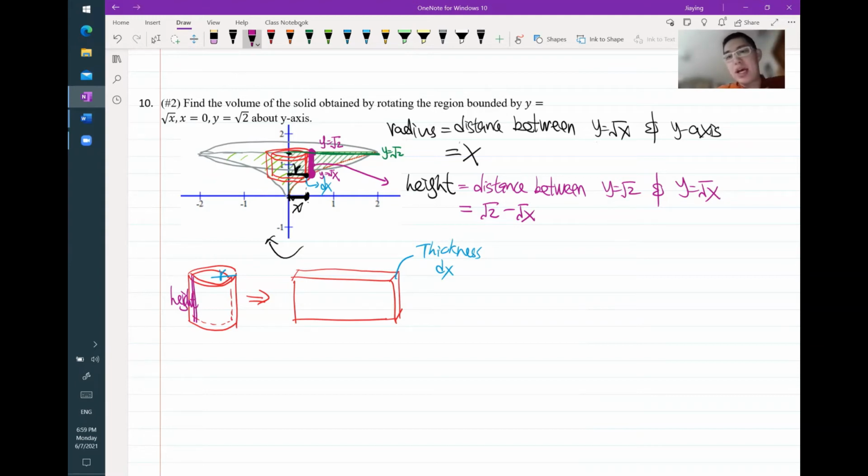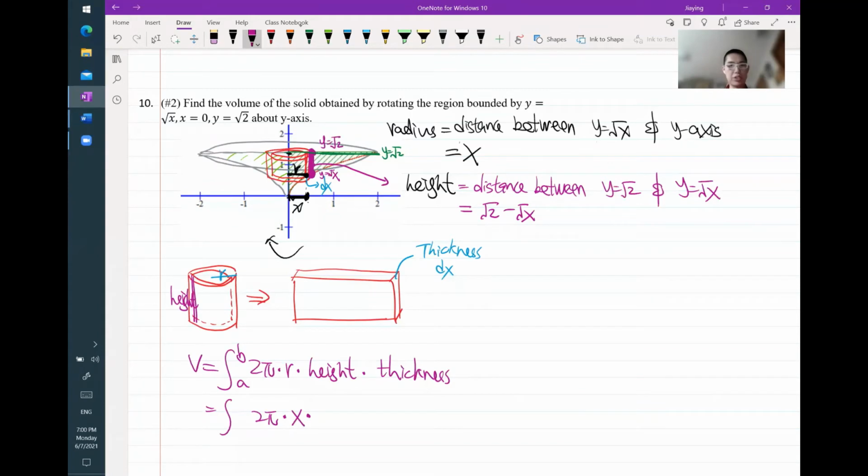So now we have the radius, we have the height, we can try to find the volume, right? That's all we need. And the thickness we had in the very beginning. So the volume is equal to the integral from a to b of 2 pi times radius times height times thickness, which is just equal to 2 pi. The radius we said is just going to be x. It's just some horizontal distance away from the y-axis. We can call that x. And the height is going to be the difference between the two y values, square root of 2 and also square root of x. So that's just square root of 2 minus square root of x. And the thickness is dx.